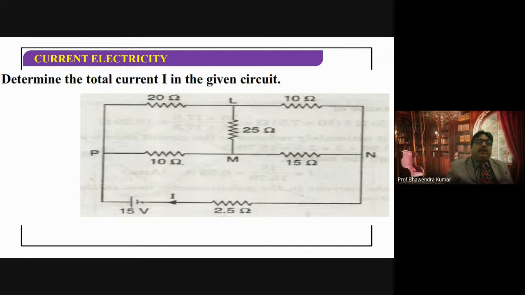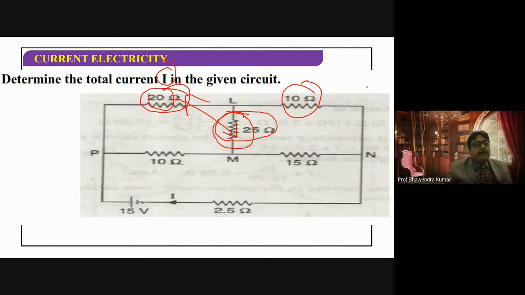Now we have to find the total current in the given circuit. Now here the problem is that this 20 ohm and 10 ohm, are they in series? No, because there is a current that is branching in this part here, right? 20 ohm and 25 ohm, are they in series? No, because the 10 ohm is causing the current to branch. This 20 ohm and 10 ohm, are they in parallel? No, because this 25 ohm is connected across the two ends. So in this circuit, we can't find any two resistances in series or in parallel.